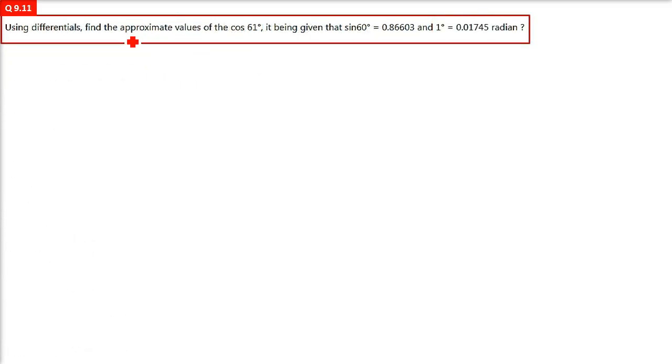Now we have a degree question here, so we'll attempt it. Find the approximate value of cos 61 degrees. It is given that sin 60 is this and 1 degree is this much radian. So we know the value of cos 60. We know 60, 90; these values are known to us. We have been going through this all through previous classes also. So 1 degree is this much radian. The approach will remain the same.